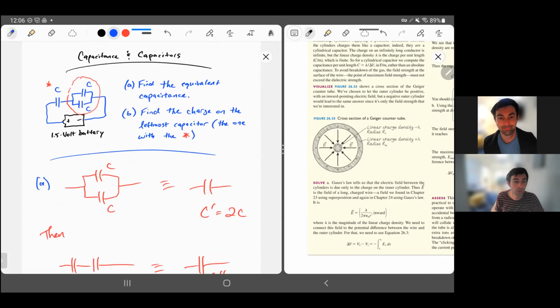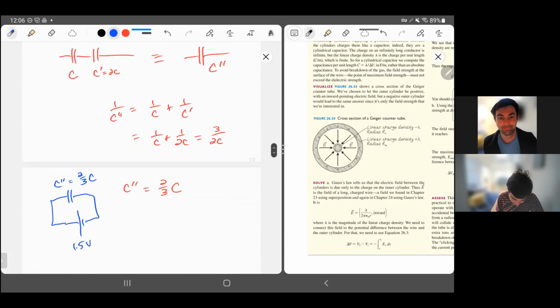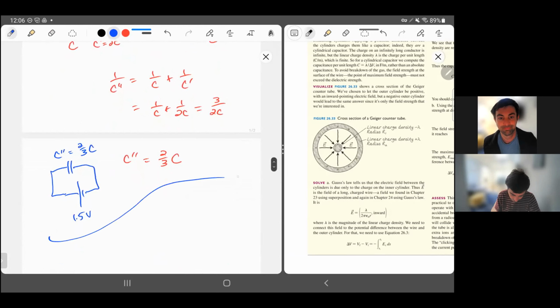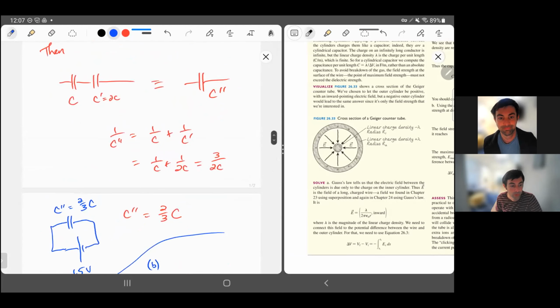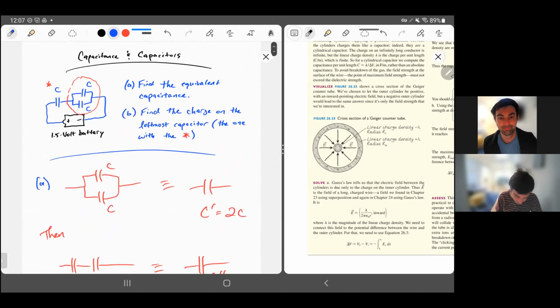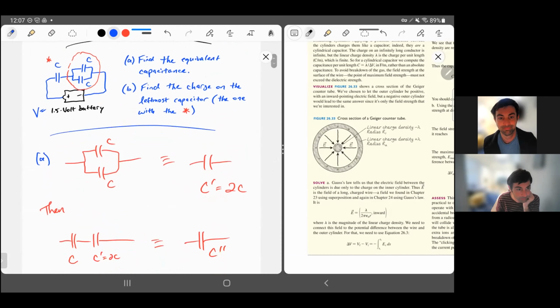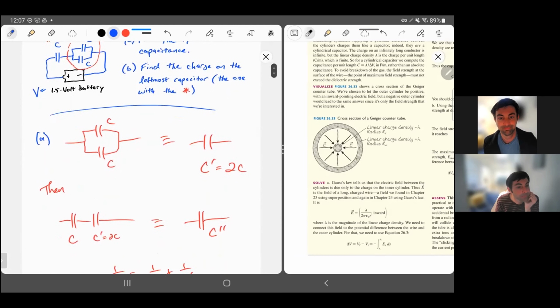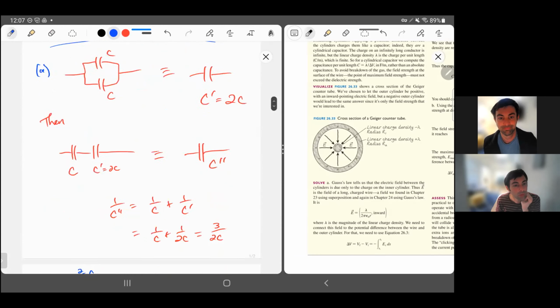Find the charge on the leftmost capacitor, the one with the star. Okay, so for part B, we've combined everything to the equivalent capacitance. I'm just going to call V 1.5 volts. It's kind of weird that we were given the number for the battery, but we weren't given a value for C. So I'm just going to have a symbolic answer, in terms of C and V.